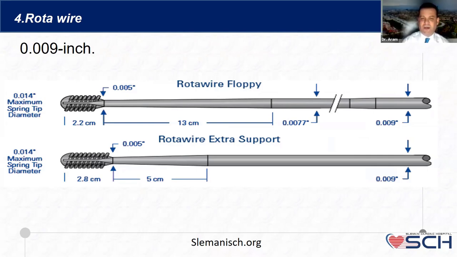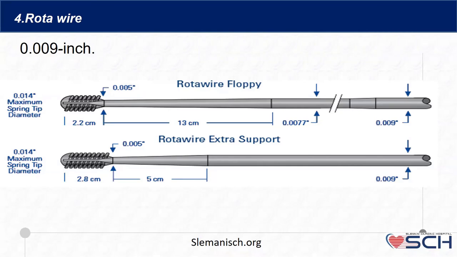So this wire is reverse to other wires. The tip is 0.014, while the shaft is 0.009. So it's very delicate, and it has a special sensation. I remember my first case with Dr. Amjad, because he taught me how to do it. He said to me, Aram, come and feel, how is your feeling with this wire? It's a special feeling because it's specially designed for this purpose.